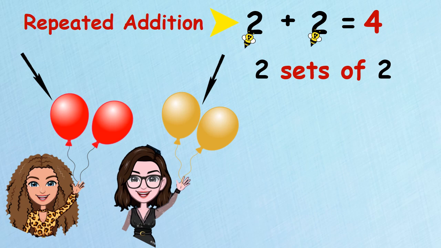Now there's another way of saying this. We could replace the words sets of with the multiplication sign. And the multiplication sign looks like an X. So instead of saying 2 sets of 2, we could say 2 multiplied by 2. And the answer is 4.